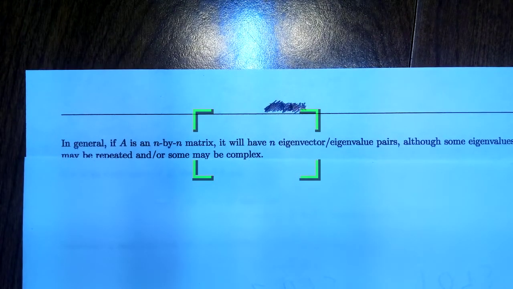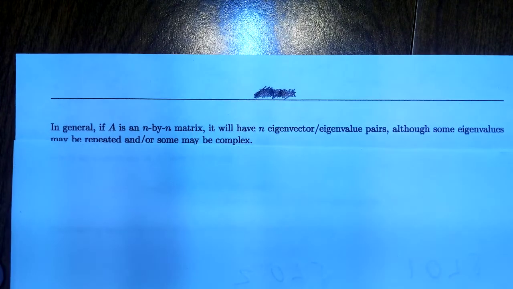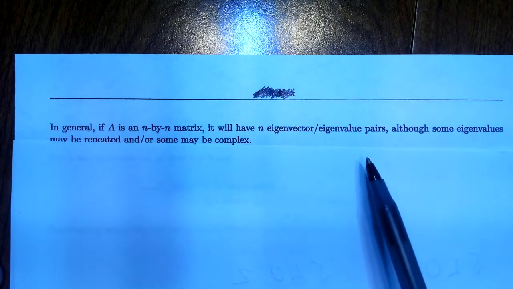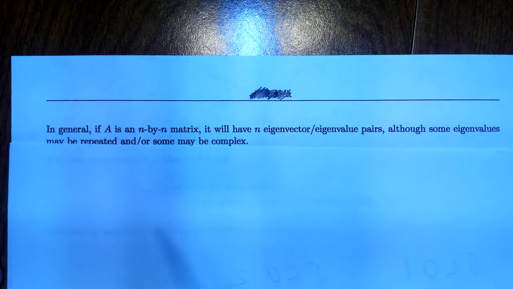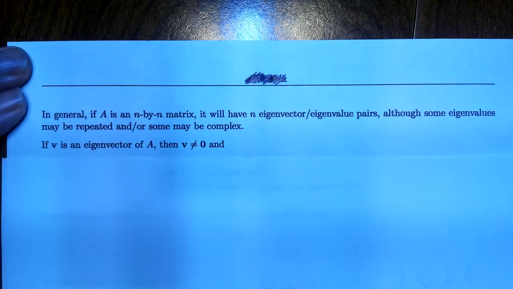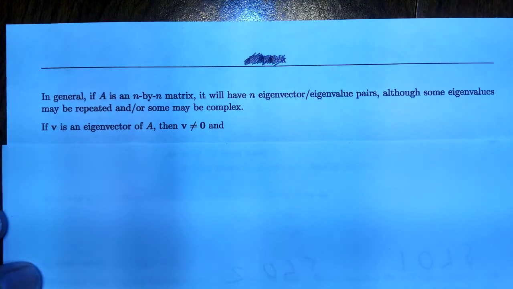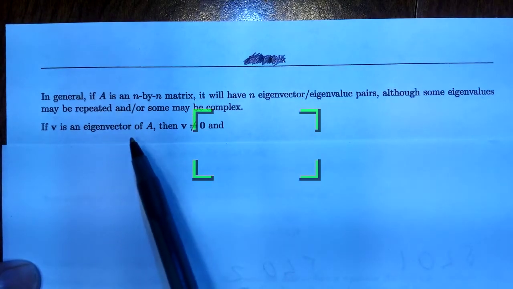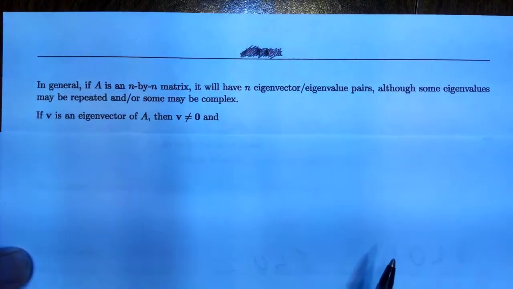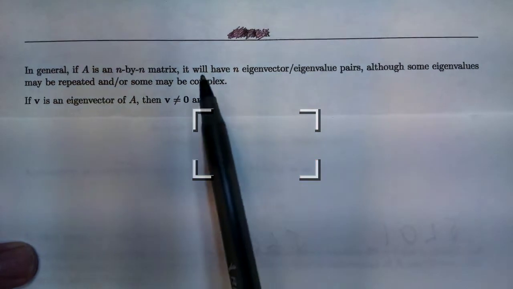So in general, if A is an n by n matrix, it will have n eigenvector-eigenvalue pairs, although some eigenvalues may be repeated and some might be complex. So let's think about the definition of eigenvector and see if it can help us determine how we calculate these eigenvectors and eigenvalues. Now remember, if V is an eigenvector, then V is not the zero vector.